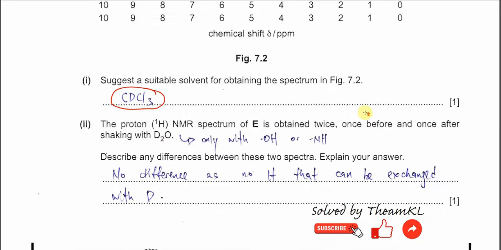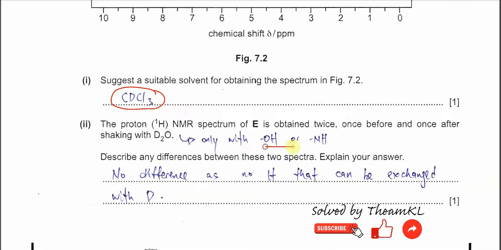So that's the answer. You say the proton NMR of E is obtained twice, once before and once after shaking with D2O. D2O is only used for proton exchange with OH and NH. Since there is no OH or NH, no signal will disappear. So no difference, as there are no protons that can be exchanged with deuterium.